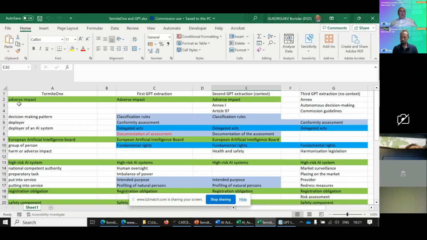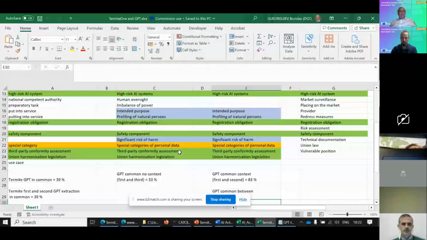And then here we have the first GPT extraction. We have a second one using context, which means that we provided GPT with the results from the first extraction, saying, okay, extract 18 terms again. And then we have a third extraction, which was not related to the first two. We just said, okay, now just do an extraction without telling GPT that it has already done two extractions before. And let's see the results.